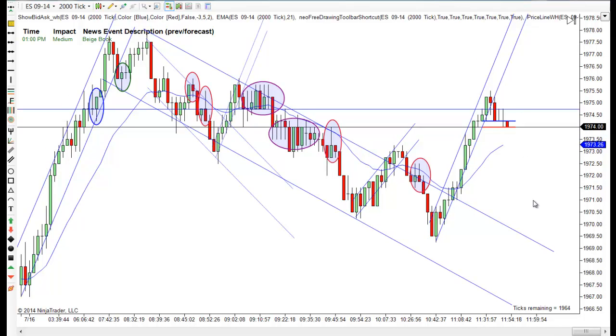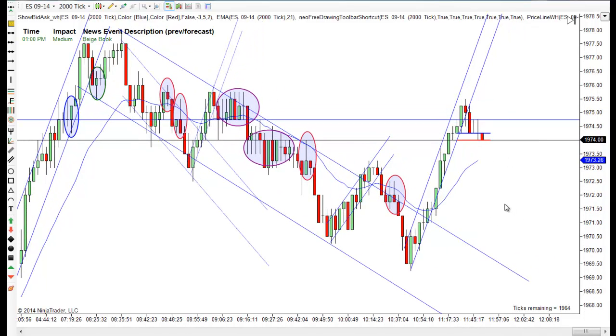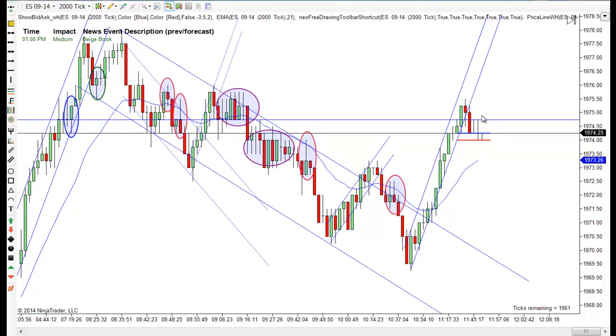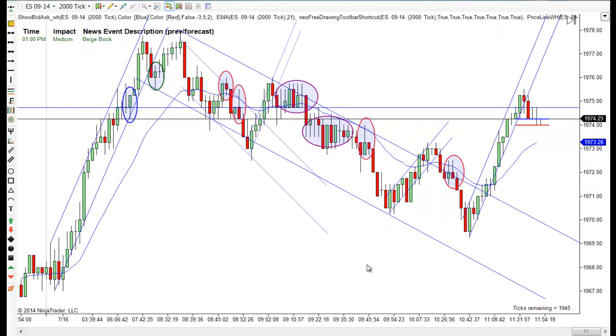There's no setups there still to this point, so you're just sitting and watching until prices give you some kind of trap or reason to go long or short again. So hope that's clear. I'm going to wrap it up.